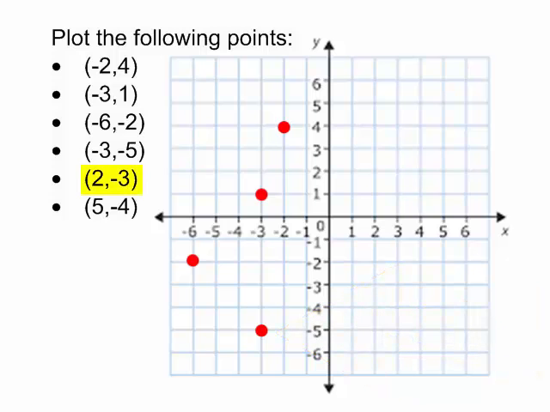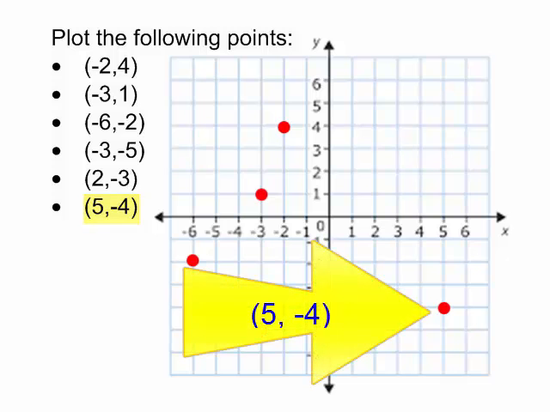2, -3. I will go right or left. Since x is positive, I will go right 2. And now up or down. The y is negative, so I'm going to go down 3 spaces. This is the point 2, -3. And the last point, 5, -4, we have a positive x. We will go right. We have a negative y. We will go down. We are going to be in the fourth quadrant. I have just plotted 5, -4.